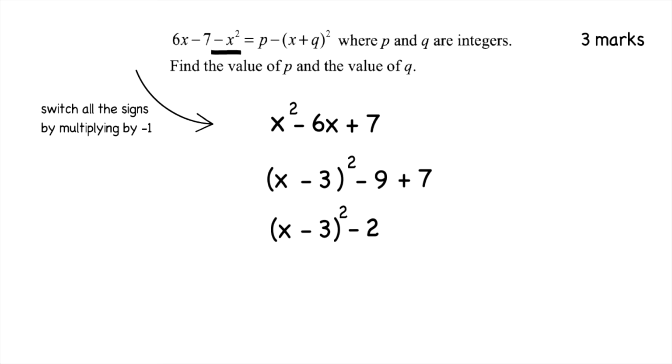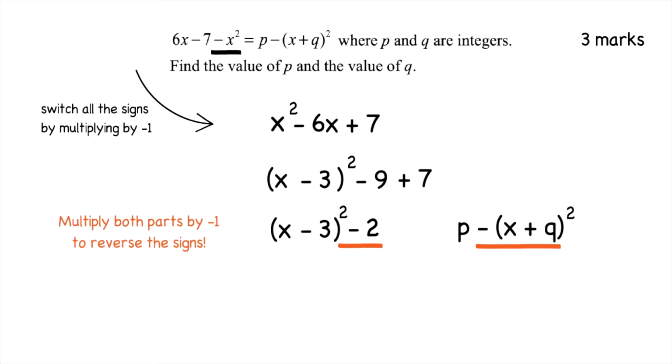Our answer looks very similar to the format that the examiners have asked for, but it's not quite there yet. In our answer, the negative is associated with the number 2. In the question, the negative is associated with the set of brackets. So if I times both of these terms by -1, then I can reverse both signs. So now I have 2 minus x minus 3 in brackets squared. And if we look at the question, this is exactly the same as what the examiners have asked for, where p would equal 2 and q would equal -3.